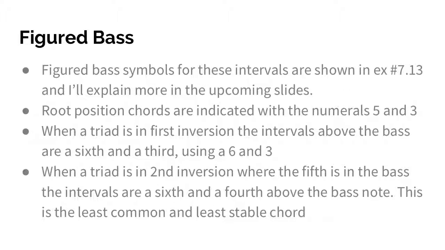So if you look at example 7.13, figured bass symbols for these intervals are shown, and I'll explain more about those in the upcoming slides. Root position chords are indicated with the numerals 5-3. When the triad is in first inversion, the intervals above the bass are a 6th and a 3rd, so we would use a 6-3 as a figured bass. And when a triad is in second inversion, where the 5th is in the bass, the intervals are a 6th and a 4th above the bass note. This is the least common and least stable chord.